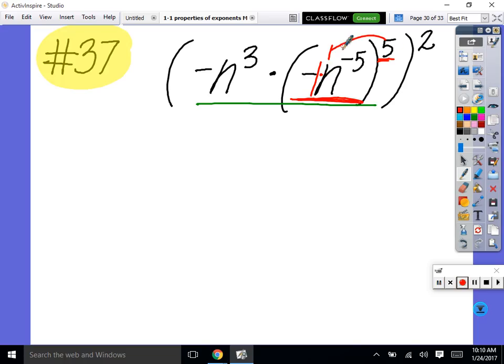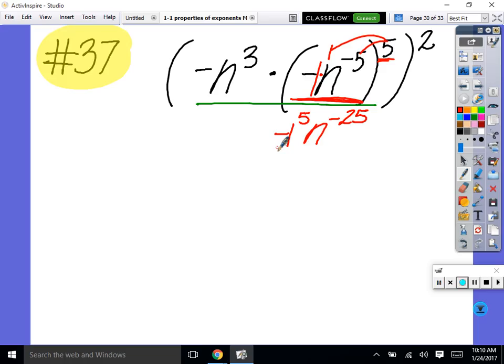So we're going to raise this to the 5th and this to the 5th. So we have -1 to the 1 times 5, which is 5. And then n to the -5 times 5, right? -25. Does everybody understand what I did? Yeah. You guys good? Yep.